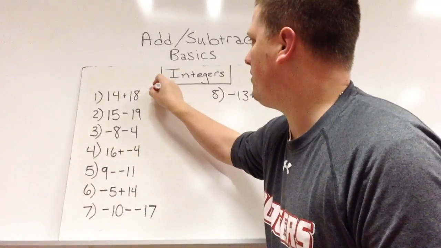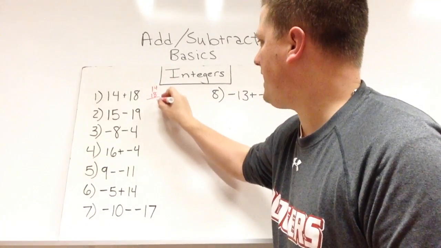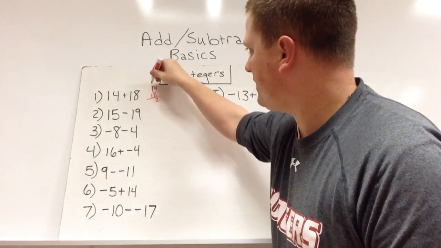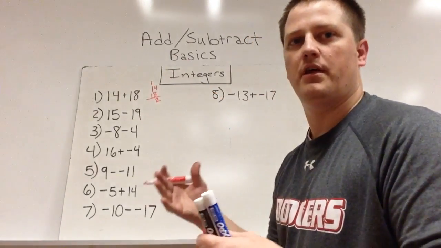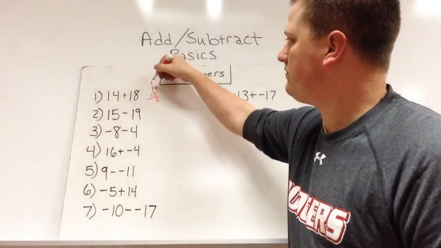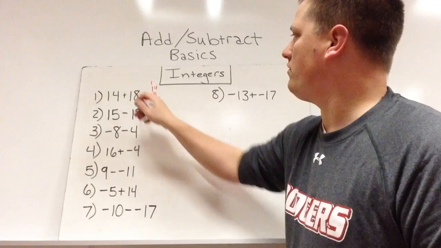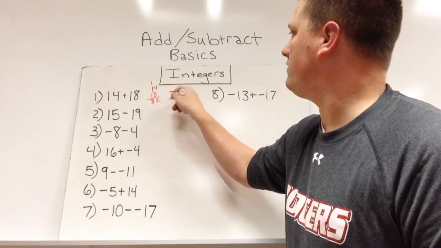So we would go 14 over 18, 4 and 8 make 12. Make sure you carry a 1 because the 10 in 12 is a tens place, so it's got to go into the tens place. 1, 1, and 1 make 3, so that is 32.